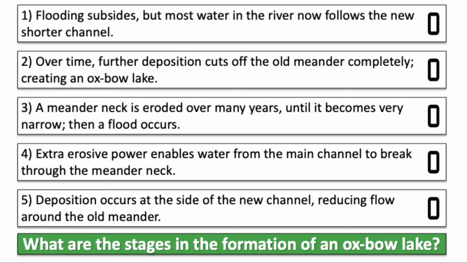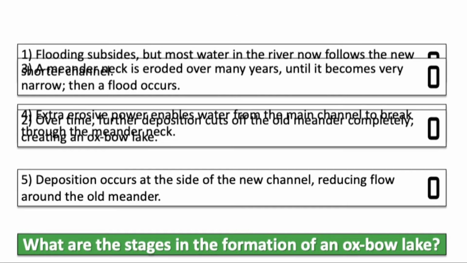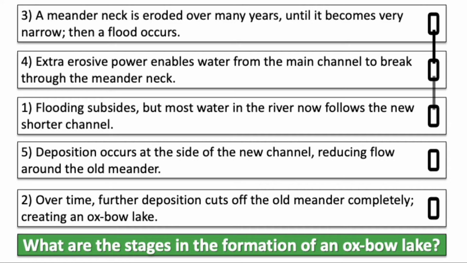Okay, if you haven't paused already, please do so because I'm just about to reveal the correct order. Let's show the order. So we start off with a meander neck eroding over many years until it becomes very narrow and then a flood occurs. The extra erosive power enables water from the main channel to break through the meander neck. Flooding subsides, but most water in the river now follows a new shorter channel.